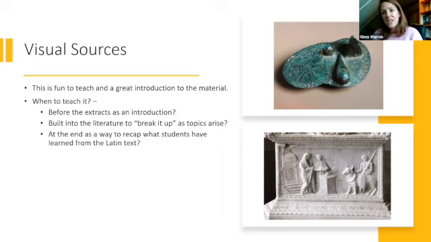Or do you teach it at the end, after you've taught the literature passages, as a way of asking, well, what do we already know about superstition and magic that we've read in the literature? Can we have a guess at what these objects might be showing? So that's just something for you to consider.